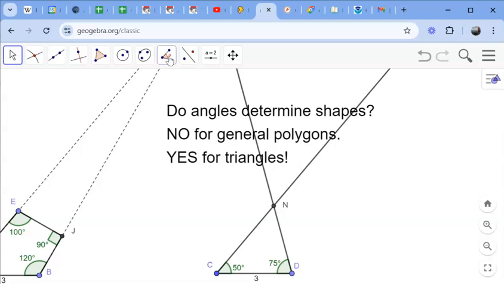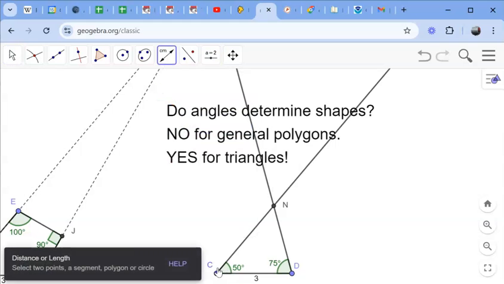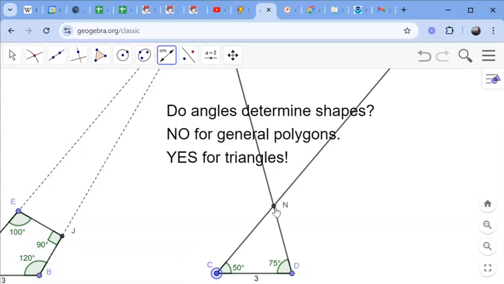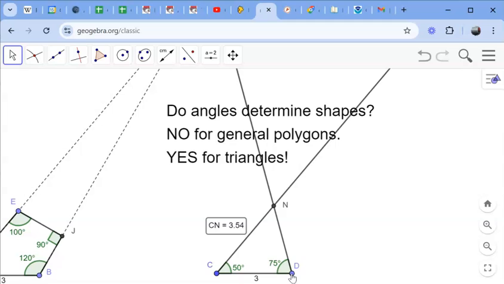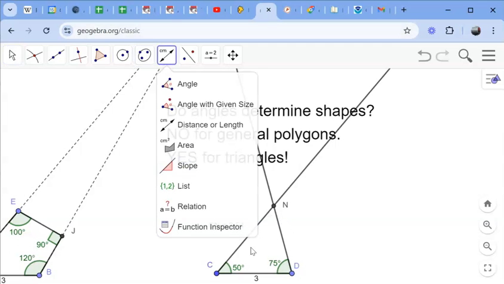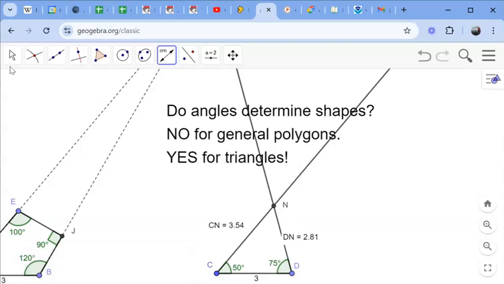And so in particular, I can figure out how long this side CN is. There's no ambiguity. It turns out, in this case, to have to be 3.54. And what about D to N? Oops. Let's measure again. D to N has to be 2.81. And that is really a review of the ASA congruence theorem, that if I have ASA data about a triangle, there's no ambiguity. This couldn't be anything but 3.54. This couldn't be anything but 2.81.